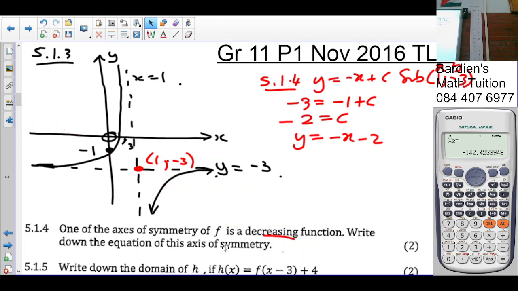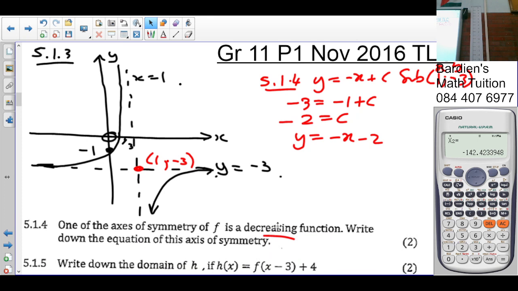And the next question says, write down the domain of h of x, if h of x is equal to f of x minus 3 plus 4. So firstly, what is the domain?